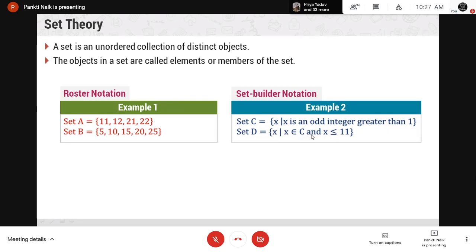So what will be the objects of D? Those that are less than or equal to 11 and are objects of C. C contains odd numbers, so all the odd numbers less than or equal to 11 are objects of set D. So we can represent a set like this or like this. These are the two ways to represent a set.